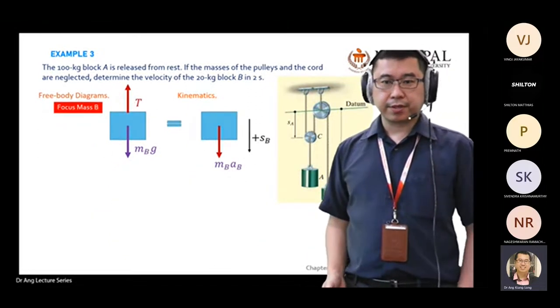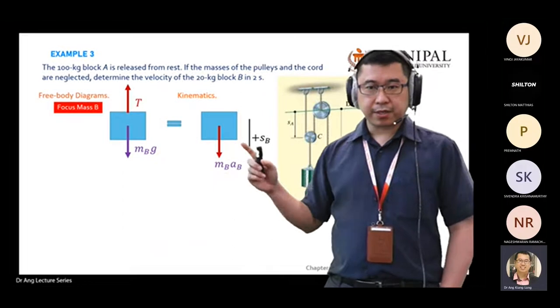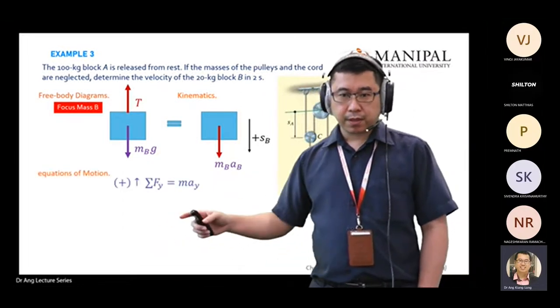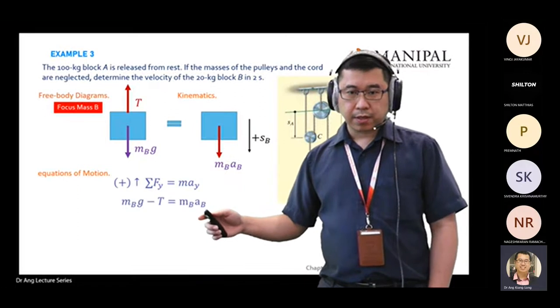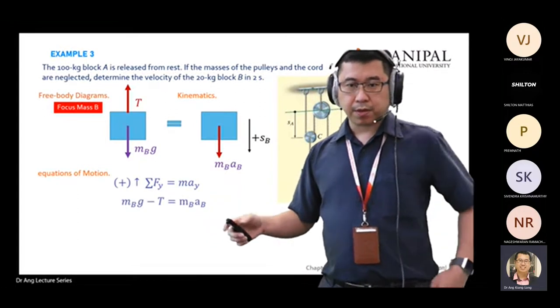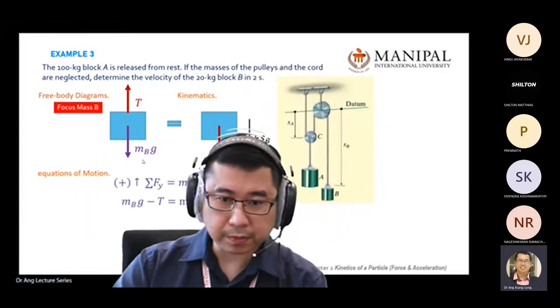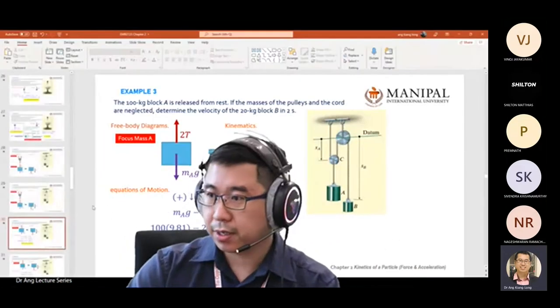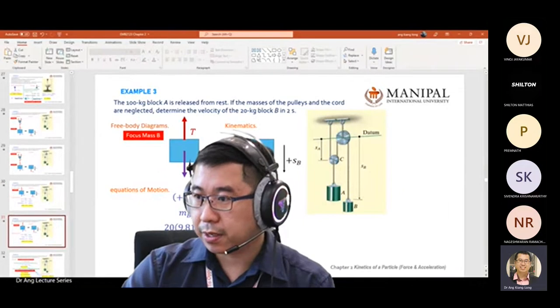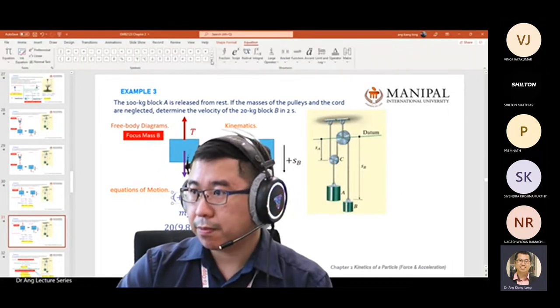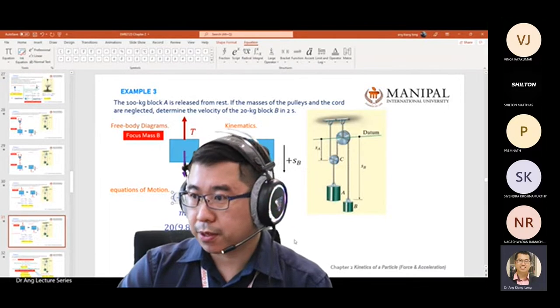Okay. For B, here also I made a mistake in my slides. Let me do the correction. For my B, B going down is positive.